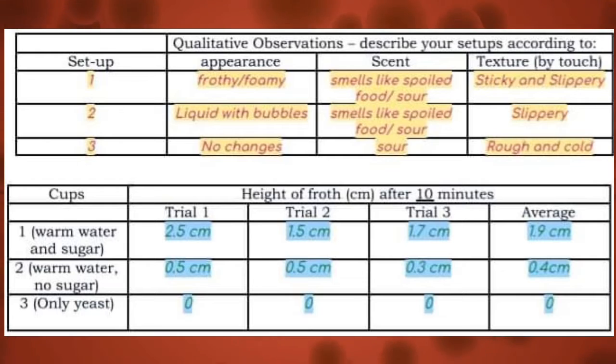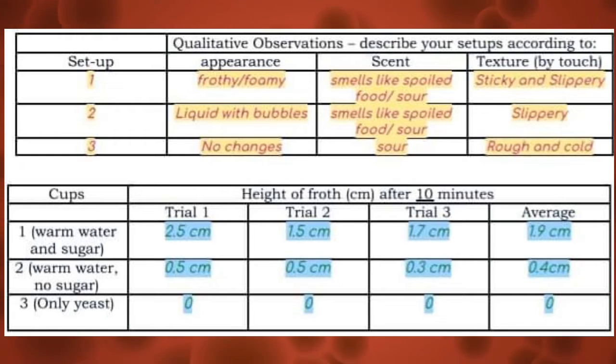In cup 1, the height of the froth in trial 1 is 2.5 centimeters, in trial 2, 1.5 centimeters, in trial 3, 1.7 centimeters, in average, 1.9 centimeters. In cup 2, trials 1 and 2 got 0.5 centimeters, in trial 3, 0.3 centimeters, in average 0.4 centimeters. In cup 3, all of the trials have 0 centimeters.